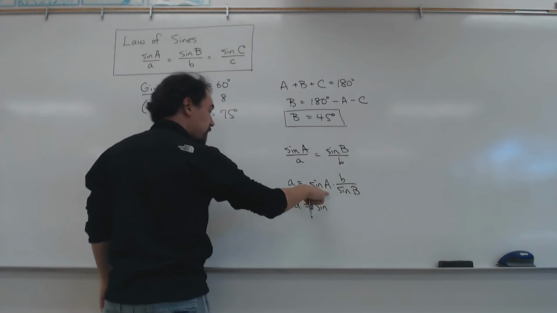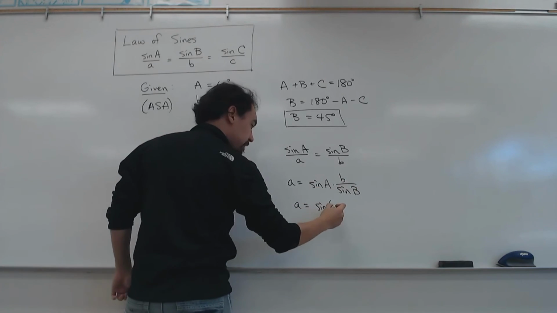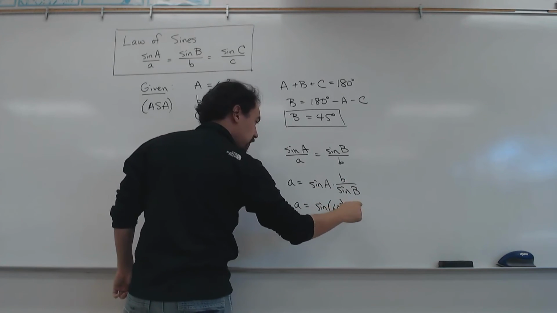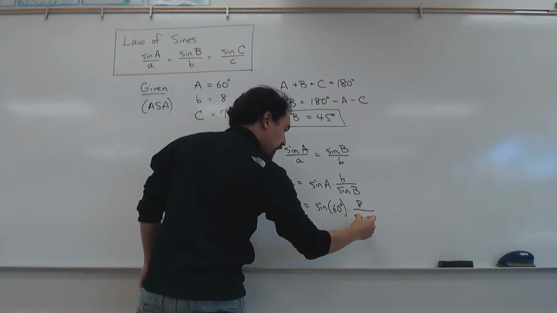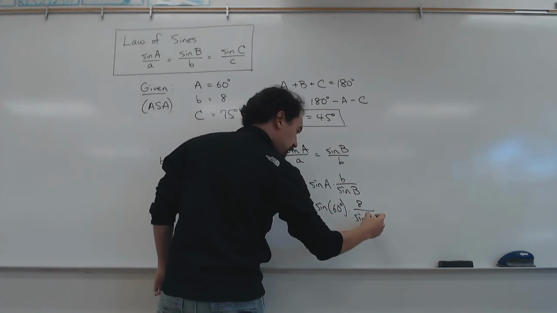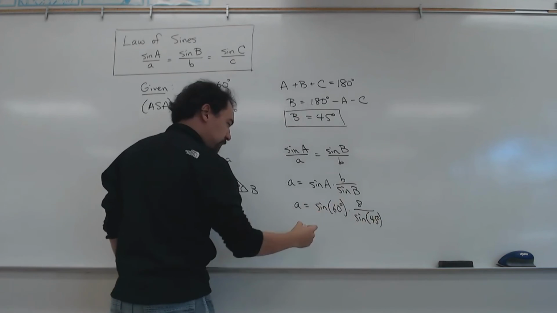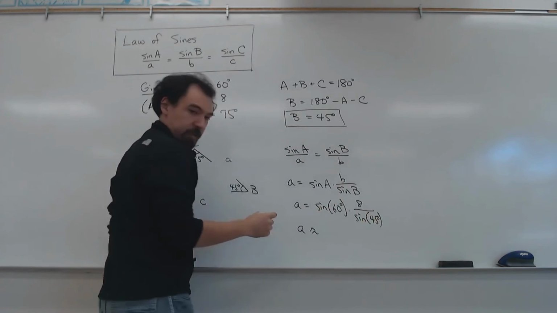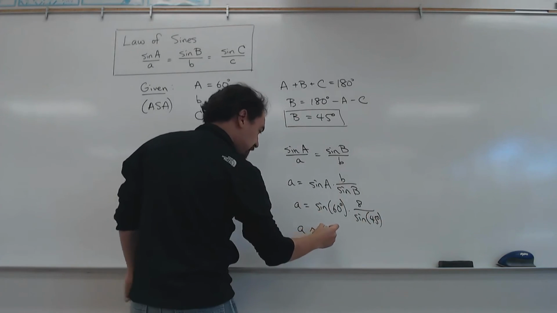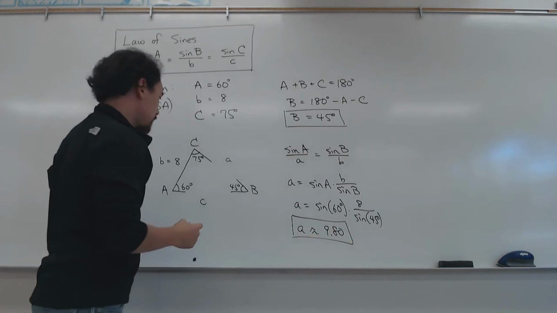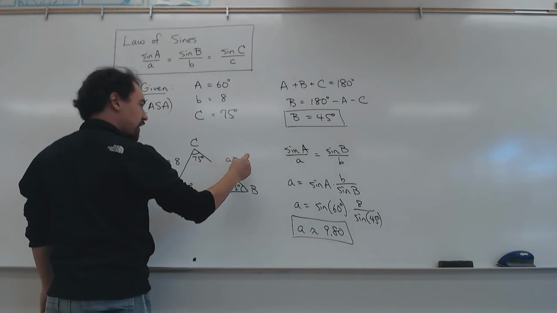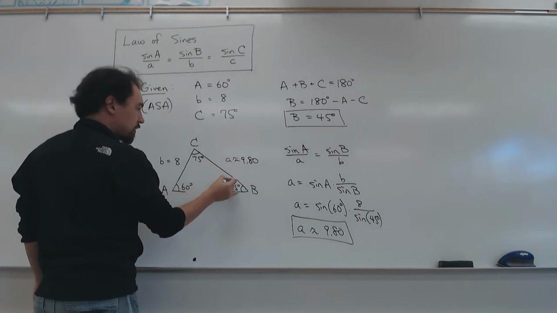If we substitute the numbers, angle A is 60 degrees, lowercase b is 8, and angle B is 45 degrees. Now we can plug this into a calculator and get an approximation. We have 9.80. Now we have this side.